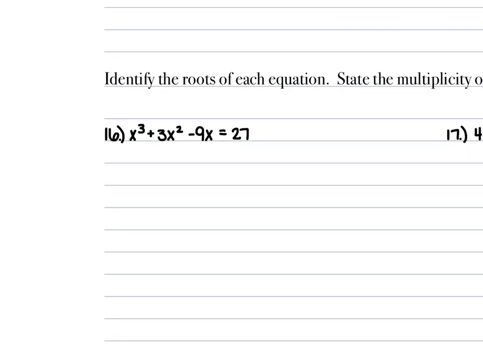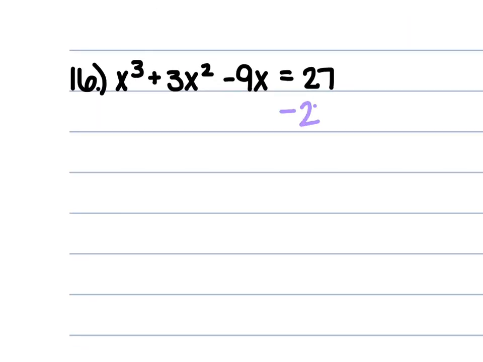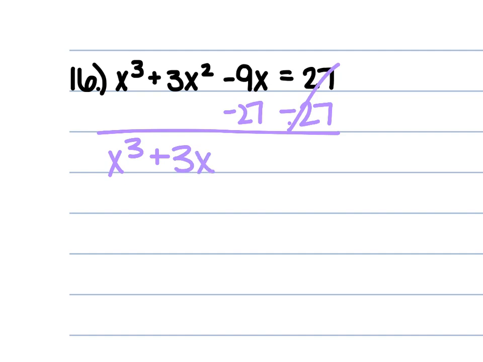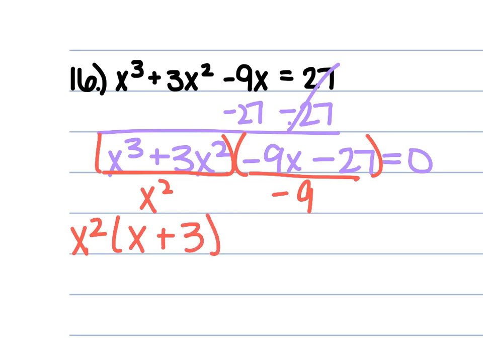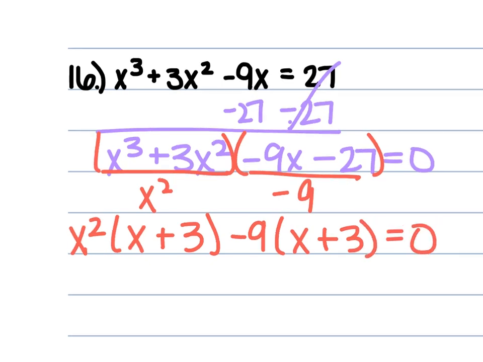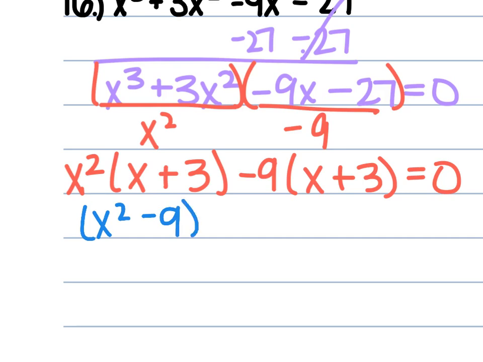For 16, we're identifying the roots of each equation and stating the multiplicity of each root. So for 16, we are moving that 27 over first by subtracting it from both sides. We're left with x cubed plus 3x squared minus 9x minus 27 is equal to 0. Factor by grouping because you have 4 terms. Pull out the x squared, pull out a negative 9. So it's going to be x squared times x plus 3 and negative 9 times x plus 3 is equal to 0. From here, you're going to have x squared minus 9 times x plus 3 is equal to 0.